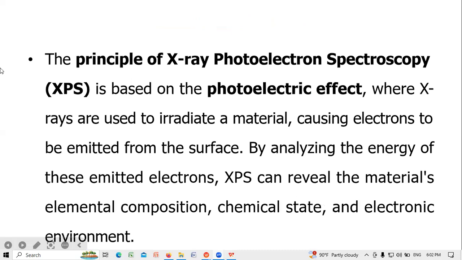The principle of X-ray photoelectron spectroscopy is the photoelectric effect, where X-rays irradiate the material, causing electrons to be emitted from the surface. By analyzing the energy of the emitted electrons, X-ray photoelectron spectroscopy can reveal the material's elemental composition, chemical state, and electronic environment.